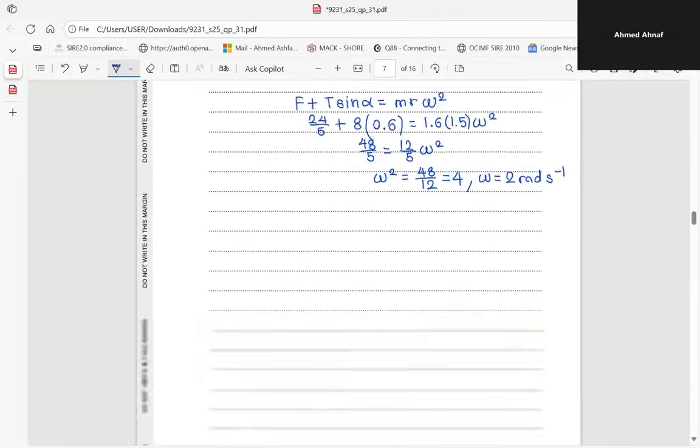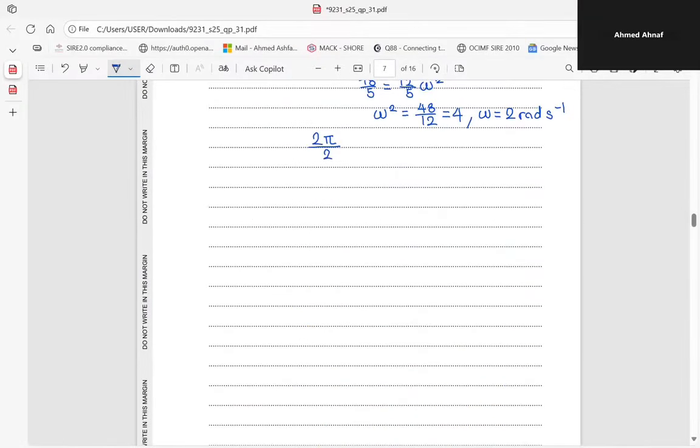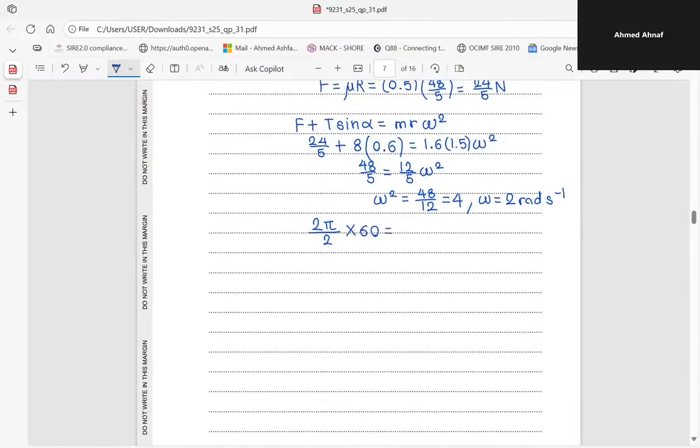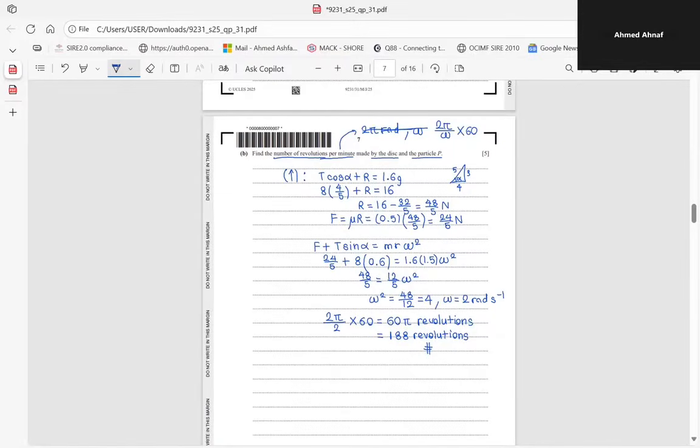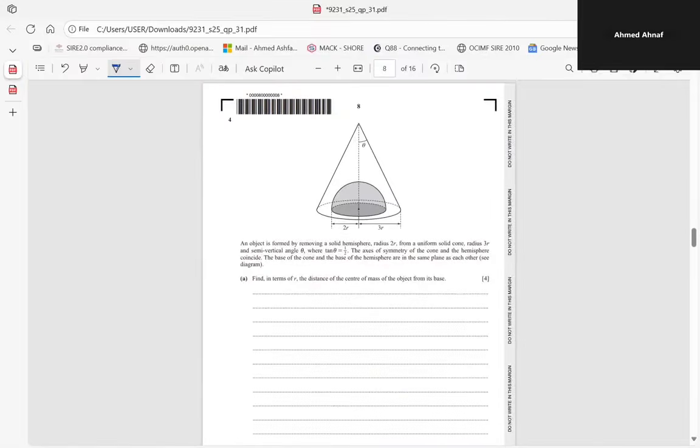Now let's use the formula that we derived. It's going to be 2 pi divided by omega, so pi revolutions per second, times 60 seconds, you would get 60 pi revolutions. Or if you want to leave it to 3 SF, that's just 188 revolutions. So this is the final answer for this part to 3 SF. Let's head on to the next question.